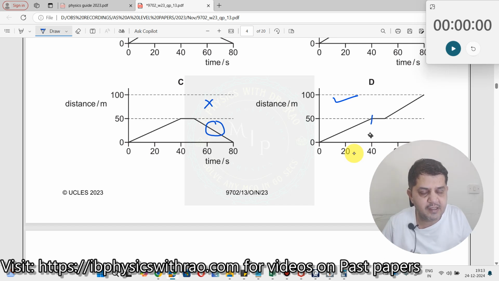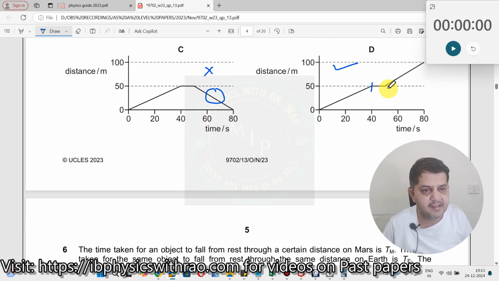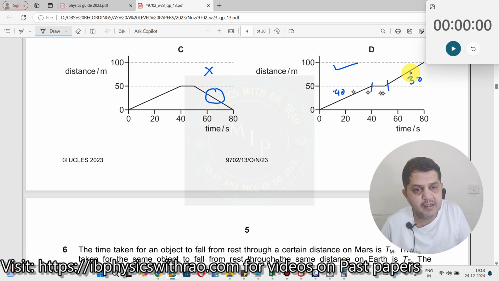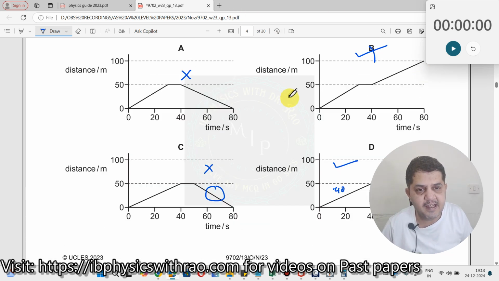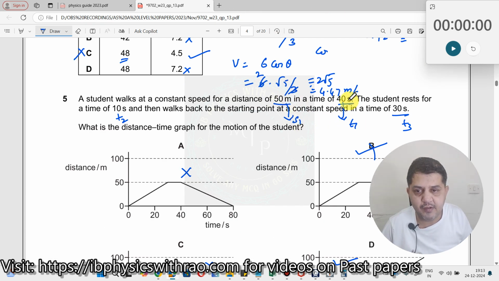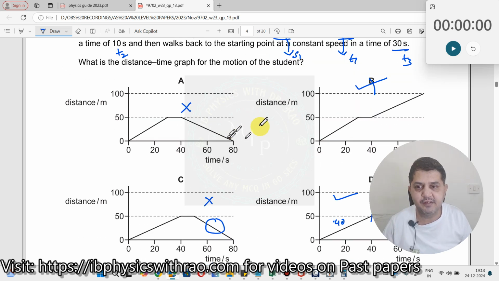See, this is 40 here. Okay, so here he walks rightly, and he stays for rest for 10 seconds, and after 30 seconds he again goes from 50, see this is my 50 to 80, right? So here it is 30, here it is 40, and here it is 10. So which goes hand in hand with the data that we have. See, 40, 10, 30, right? So this is how you can verify it.